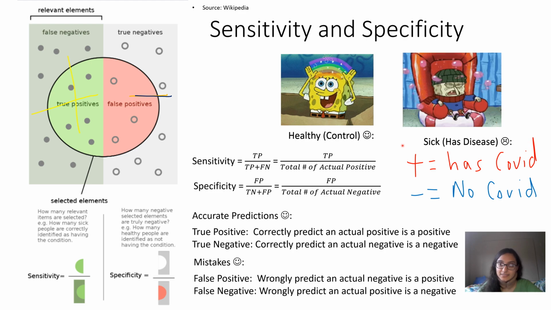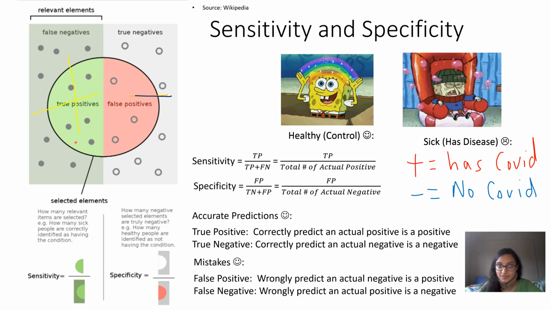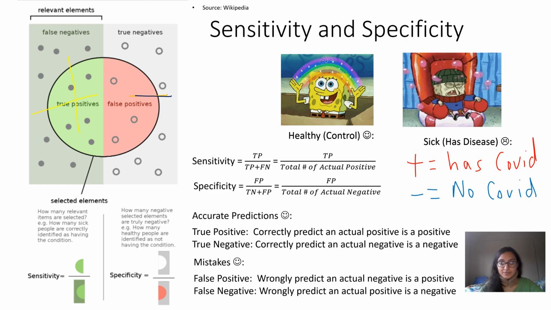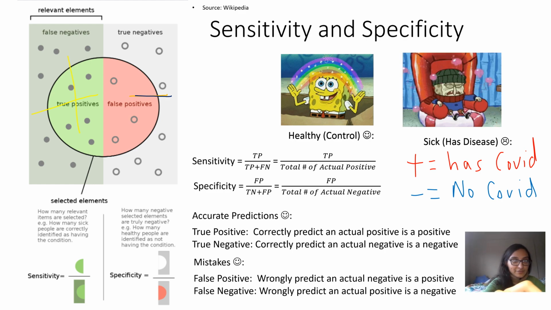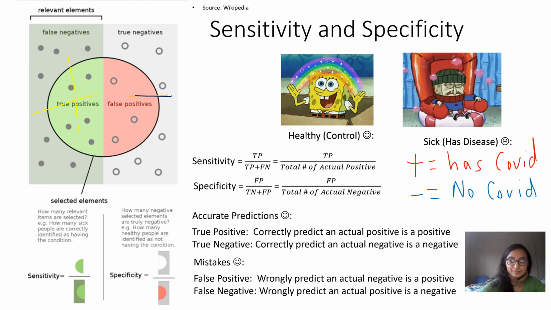So if you're predicting somebody has COVID when they actually do, that's a true positive, which is what this is here. This class here would be having this COVID infection, so you actually have COVID. This is the people who have this part here. These are all the people who have COVID.